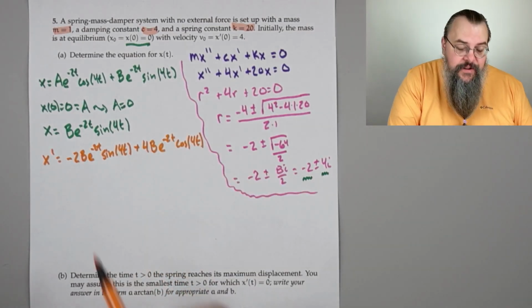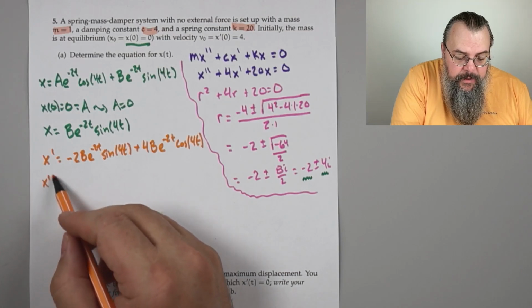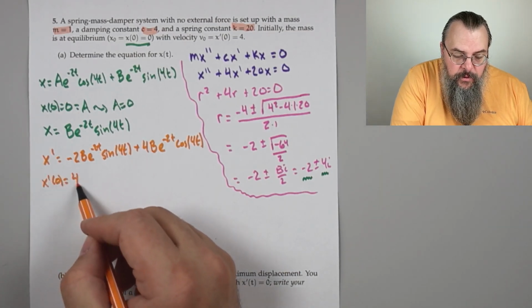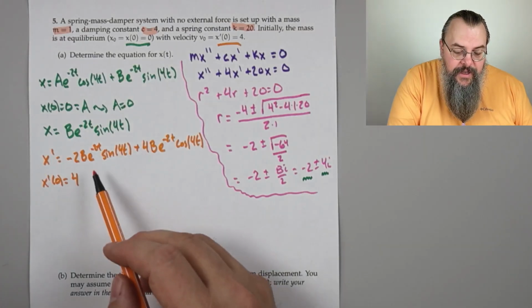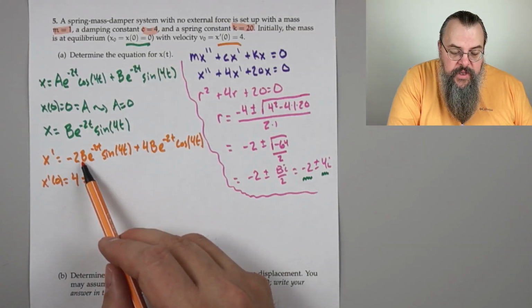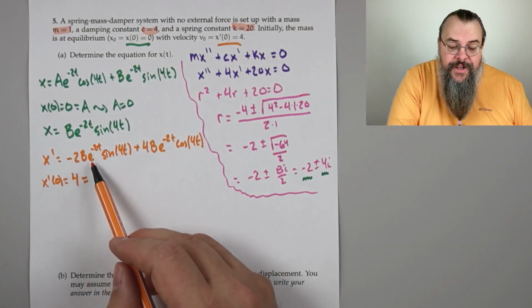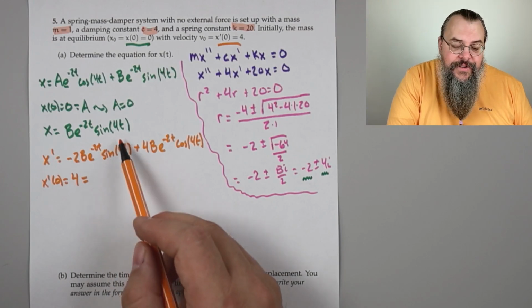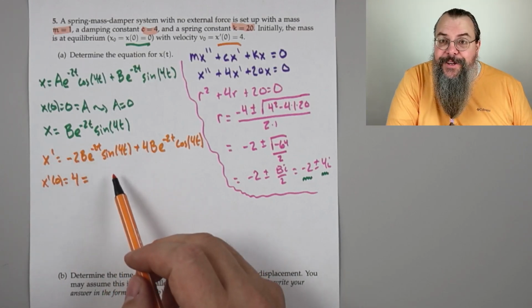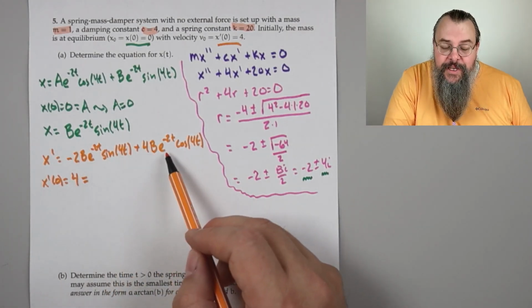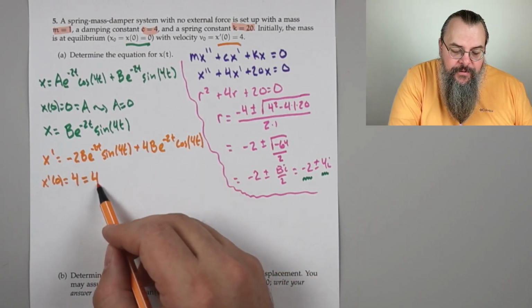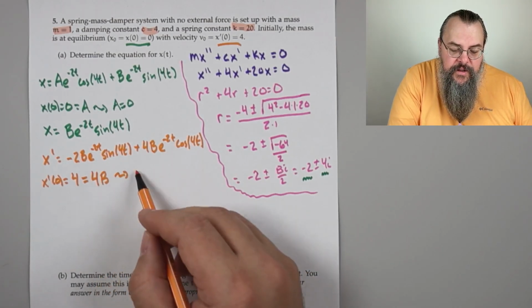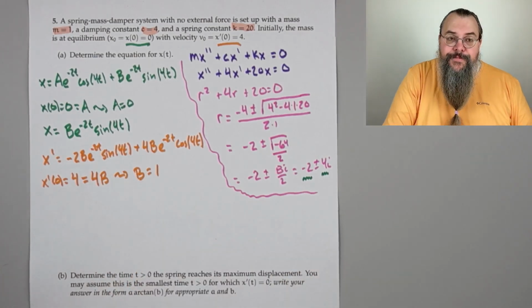Now, plugging in 0, x prime of 0 is 4, because it says it right there. Okay, we have 2b e to the 0, 1, sine of 0, 0. So that is 0. Then 4b e to the 0, 1, cosine 0, 1. So that's 4b. So you say, oh, there we go. b has to equal 1.